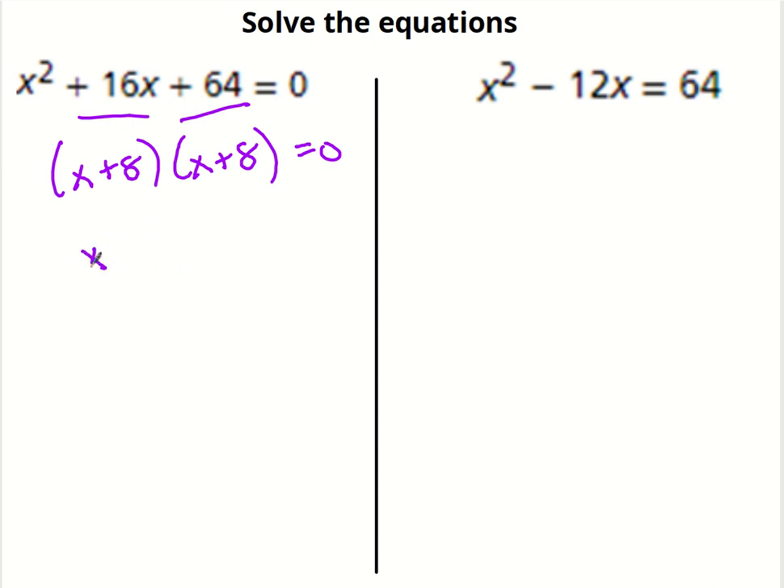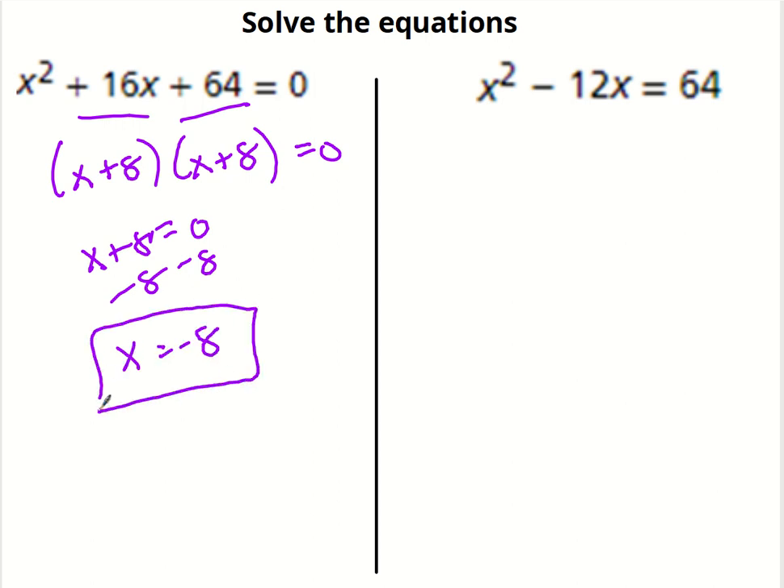So when I solve this, I subtract 8 from both sides. This is one of those examples where I have just one solution to the equation. This is x equals -8. So that means this is the only x-intercept, which means the vertex is on the x-axis.